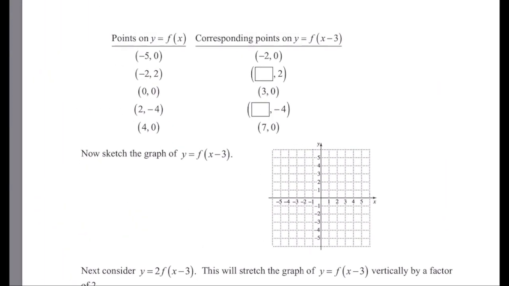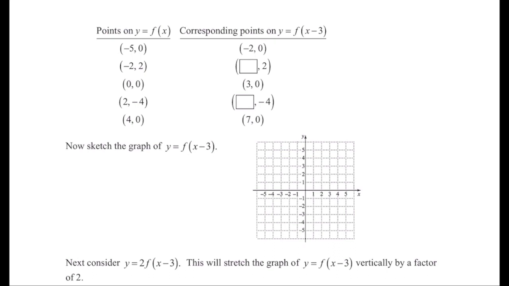So our original graph is negative 5, 0; negative 2, 2; 0, 0; 2, negative 4; and 4, 0. We know that we're going to shift our graph to the right. By shifting our graph to the right, that tells us that my x values will be added 3 to our x value. So I'm going to take my x value and add 3. Now we have negative 2, 0; 1, 2; 3, 0; 5, negative 4; and 7, 0. Let's see what this looks like.